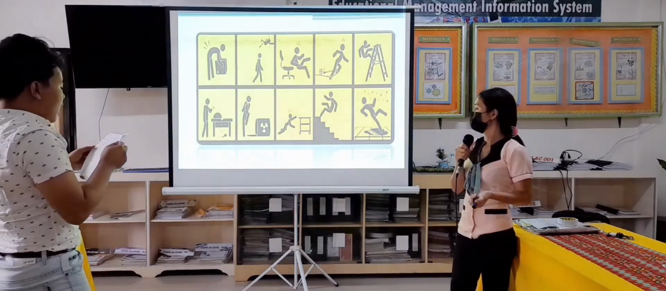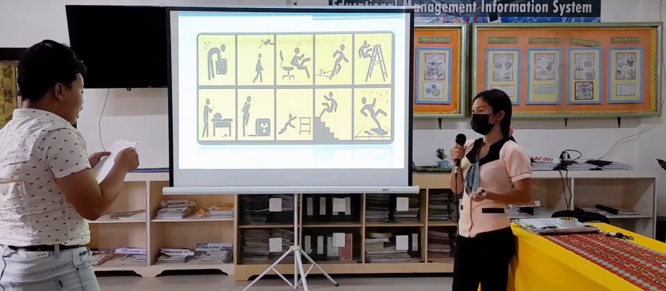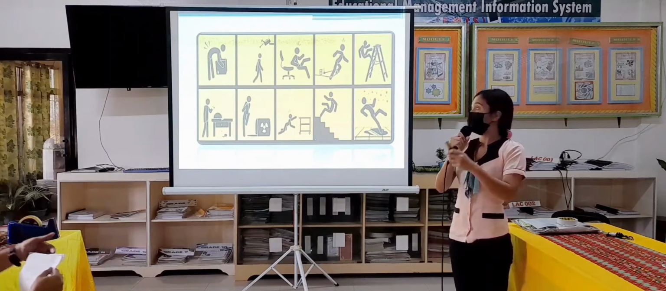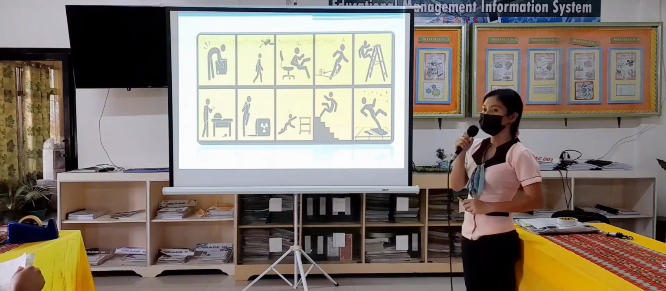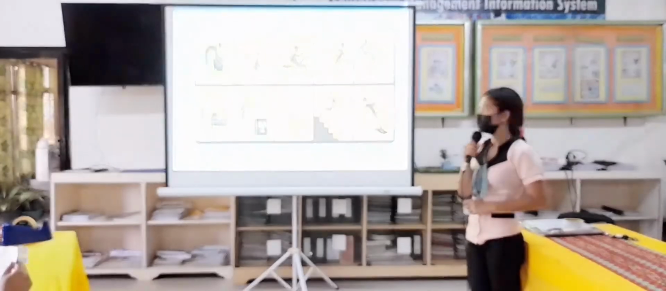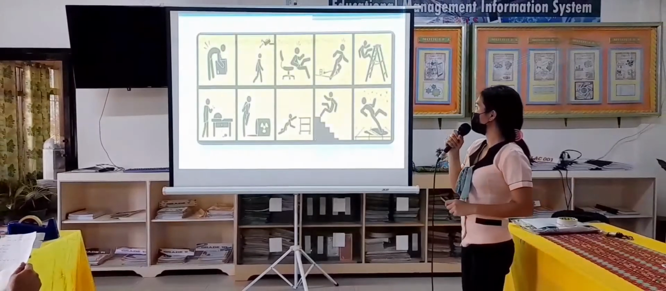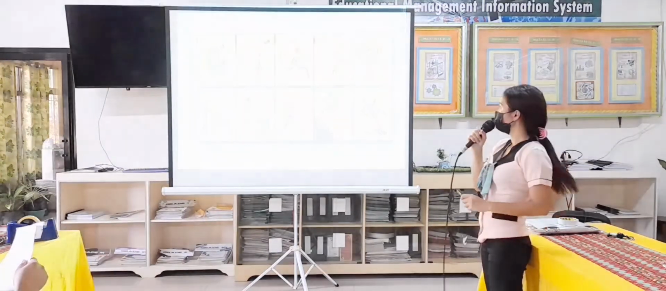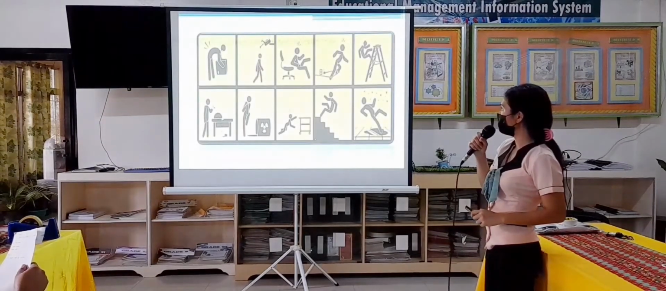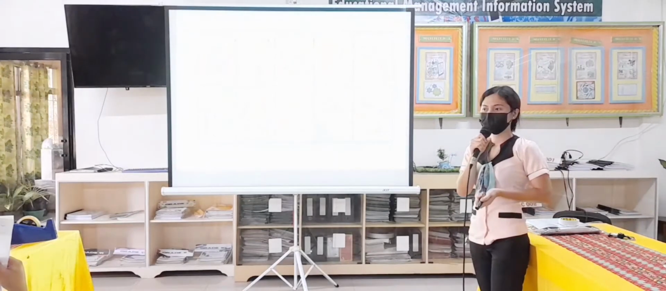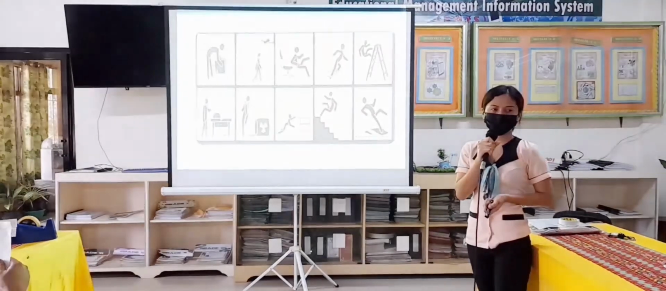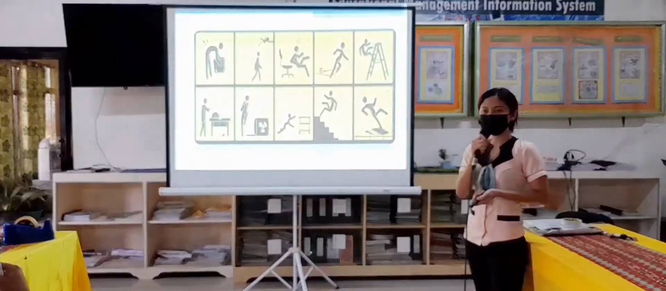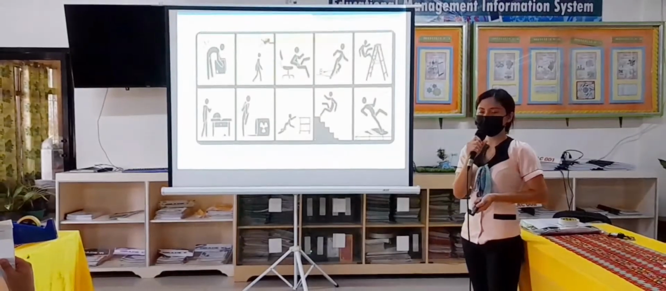Hazard, it is a potential for harm or adverse effect to our health, ma'am. Yes, very good. Correct. So, does this picture show a hazard? Yes, ma'am. So, what are the hazards that are shown in the picture? Falling objects, ma'am. Yes, falling objects. So, another? Slippery. Yes, it has a slippery floor. Another? The ladder, ma'am. Yes, the ladder.